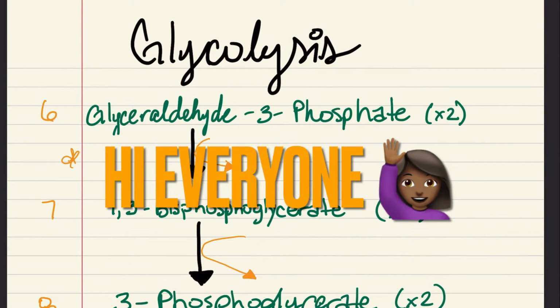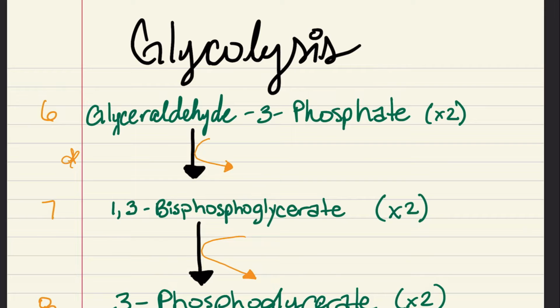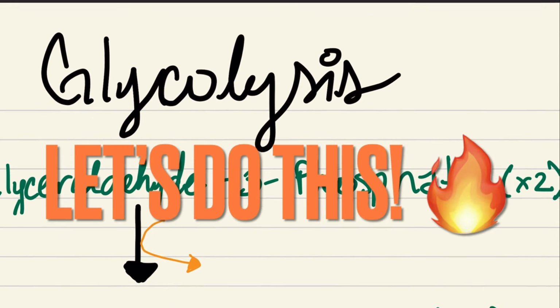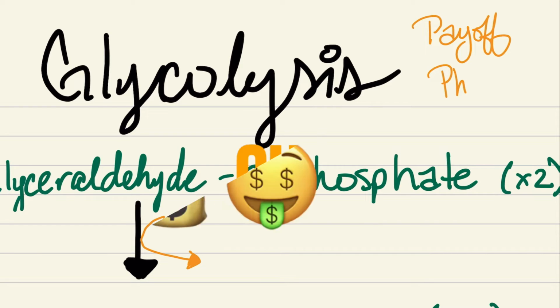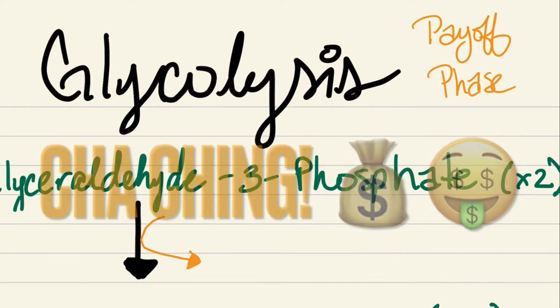So if you haven't looked at the first video, which is the investment phase of glycolysis, go ahead and check that out. All right, but if you have already watched that video, then stay tuned. Let's dive right in. In order to move forward with glycolysis, we had to use 2 ATP. So in this phase, we get the payout for that. We're going to get paid our ATP back and then some.